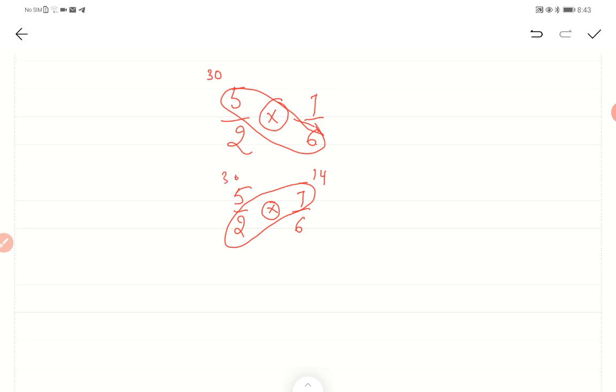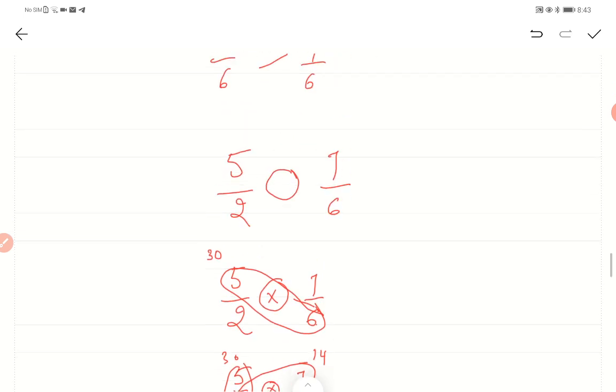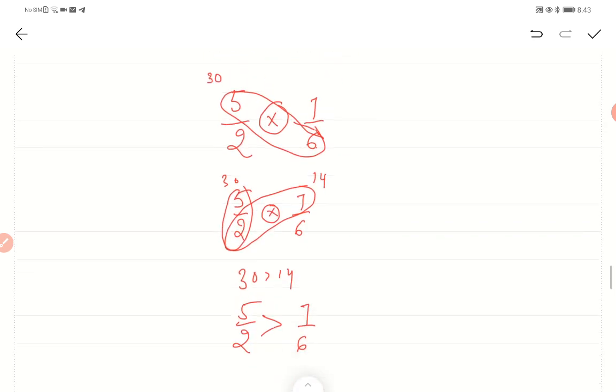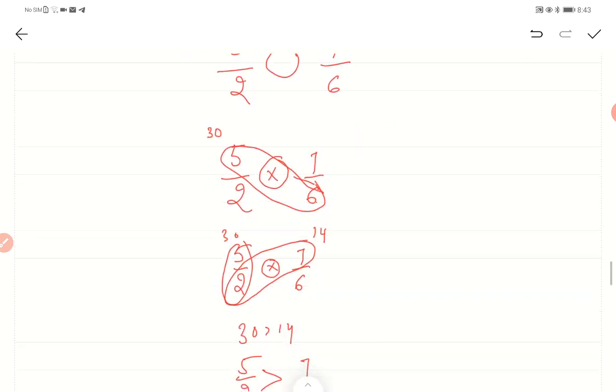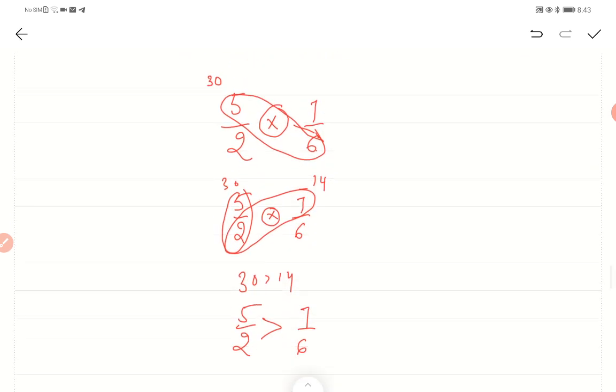So which is greater? 30 is greater than 14. Therefore your 5 by 2 is greater than 7 by 6. Isn't it? This is easy for you. The same we got here, right? 5 by 2, that is nothing but 15 by 6. It is greater than 7 by 6. Yes?